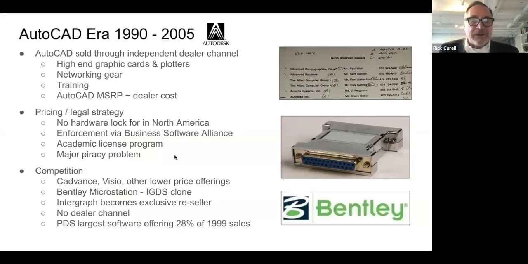Okay, so let's shift gears into the AutoCAD era, which I'll mark as 1990 to 2005. So this is very, very different.